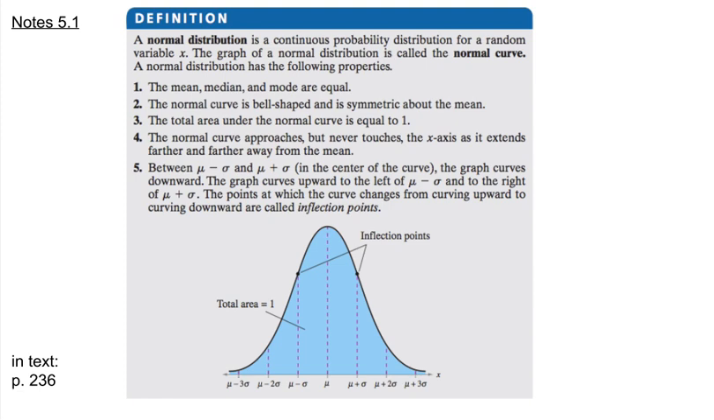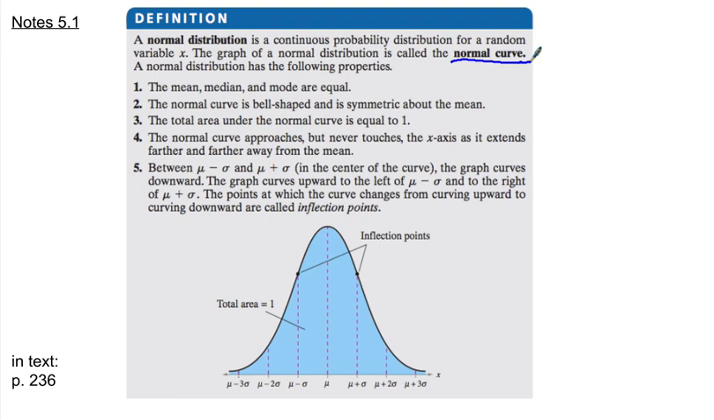Now, with the normal distribution, here is a sketch of one of them. We have its definition and 5 characteristics of the normal distribution here. So first, let's just take a look at this and then pause the video to copy this down. So the normal distribution is a continuous probability distribution for a random variable x. The graph of a normal distribution is called the normal curve. So a lot of times I will just refer to it as a normal curve. And the normal distribution has the following properties.